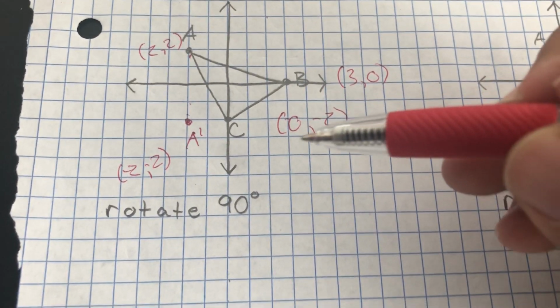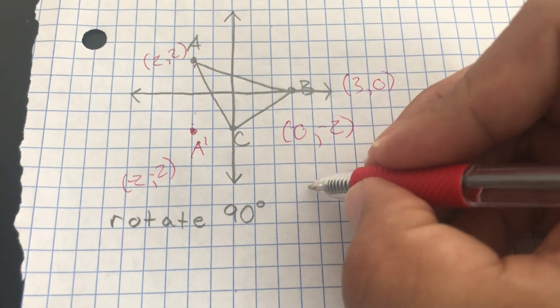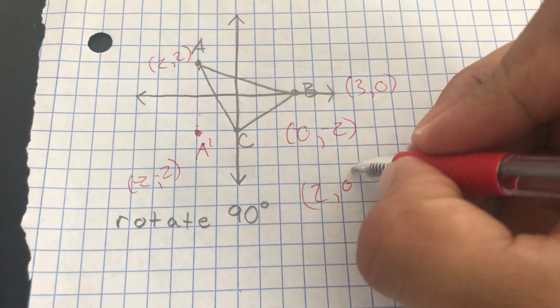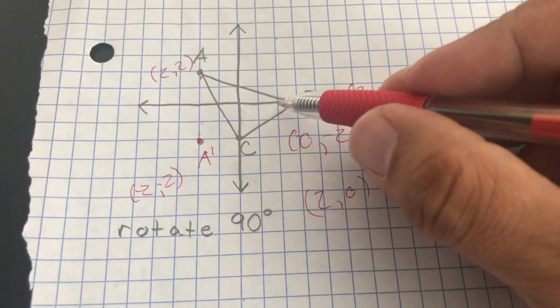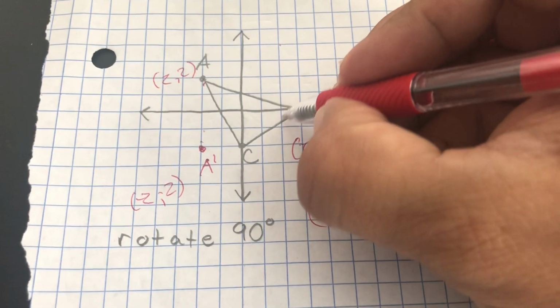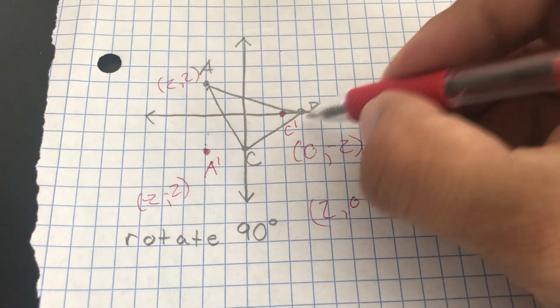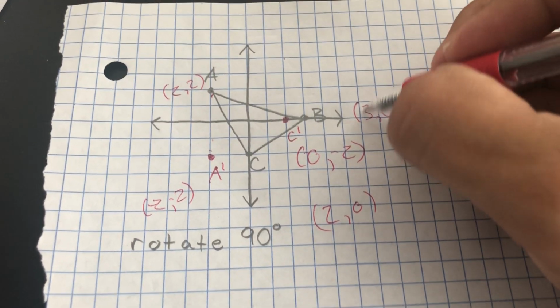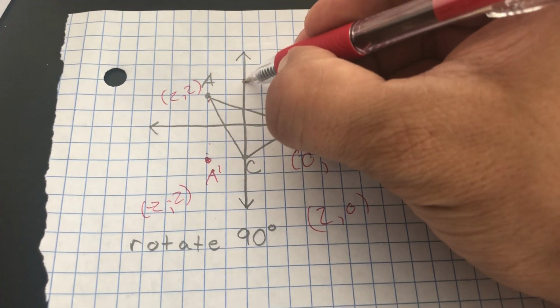So C is at 0, 2. So when I shift it, okay, it's going to be 2, 0, and now it's going to be over here at 2, 0, and they're both going to be positive. So 2, 0 is where it's going to end up. So it's ending up right here. This is where C prime ends up. B is 3, 0. So when these rotate, it's going to be 0, 3, which is up here.